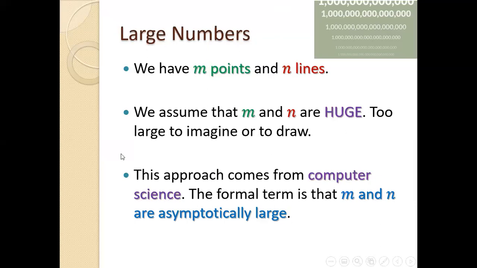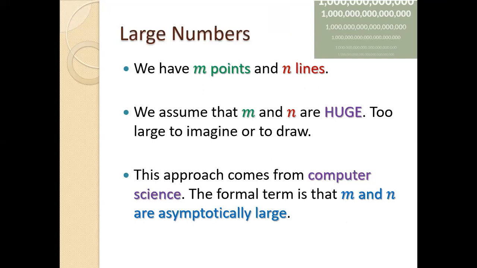This approach, I don't want to say too much about this. This approach comes originally from the analysis of algorithms in computer science, where people don't really care if an algorithm is efficient when the input is small. And these days, you know, you have big data, all of that. We care mainly what happens when there are very big numbers. And it's gradually taking over parts of math also, this approach. So we say m and n are asymptotically large. You just imagine that they're huge, too large to imagine or to look at small examples. All right.